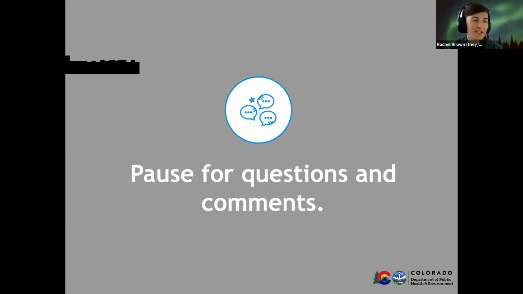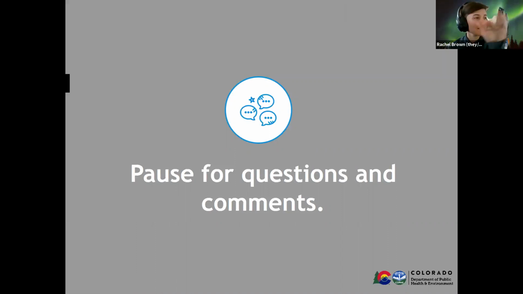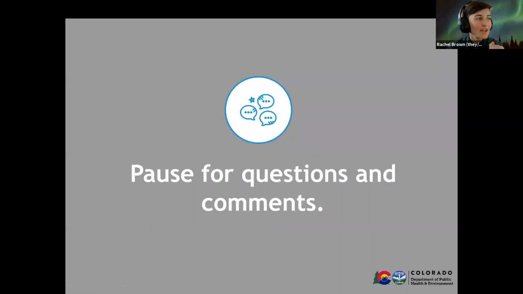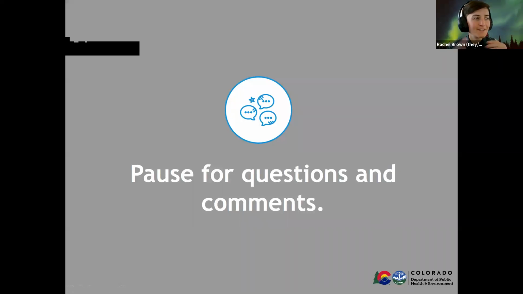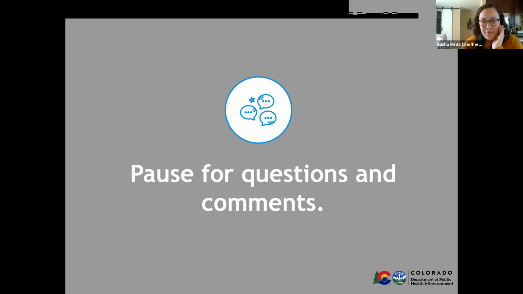Sasha, this isn't a question, but a few of us are seeing some black bars moving across the screen. So can you try unsharing your screen and resharing it to see if that fixes the problem? Sure, that has happened before, but it's pretty hit or miss. So let me try.